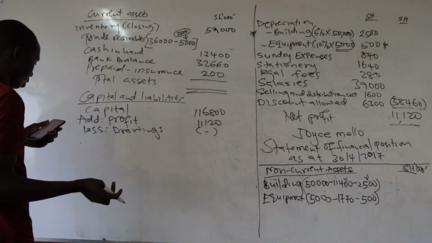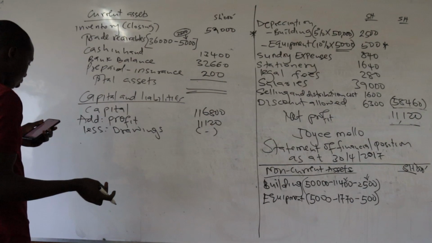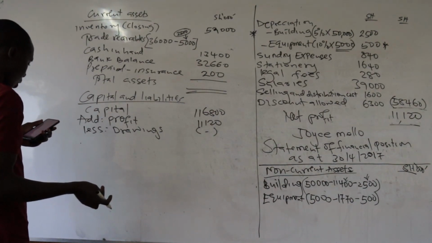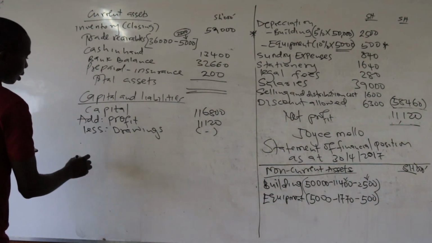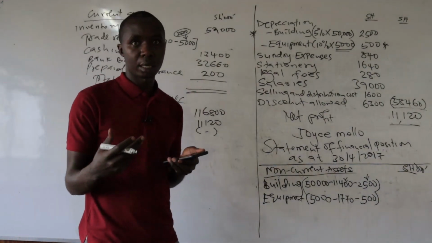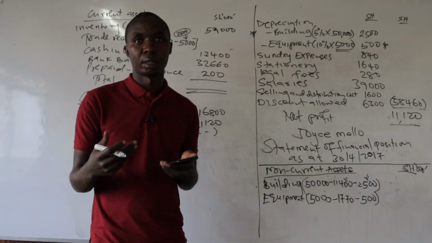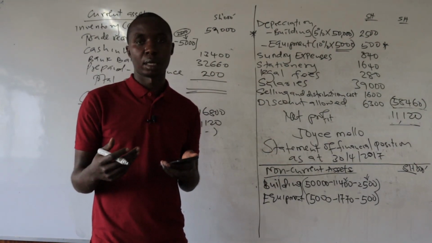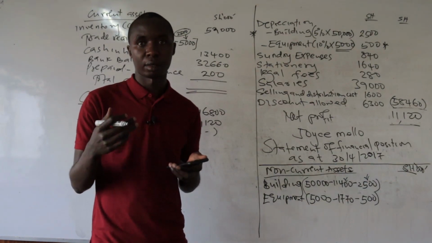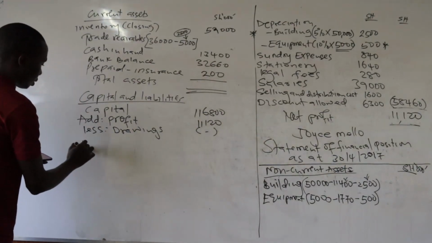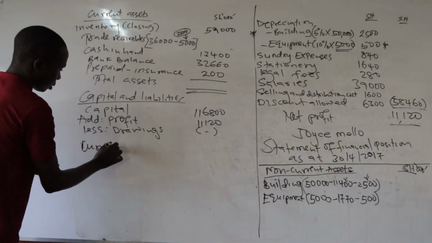Because we have inventory purchases, return outwards, cash in hand, bank balance, building, sundry, stationery, legal, allowance, trade receivables and payables, salaries, capitals, and there's nothing like long-term liabilities. Remember that long-term liabilities are liabilities which are supposed to be settled after 12 months. So let's move to the current liabilities.